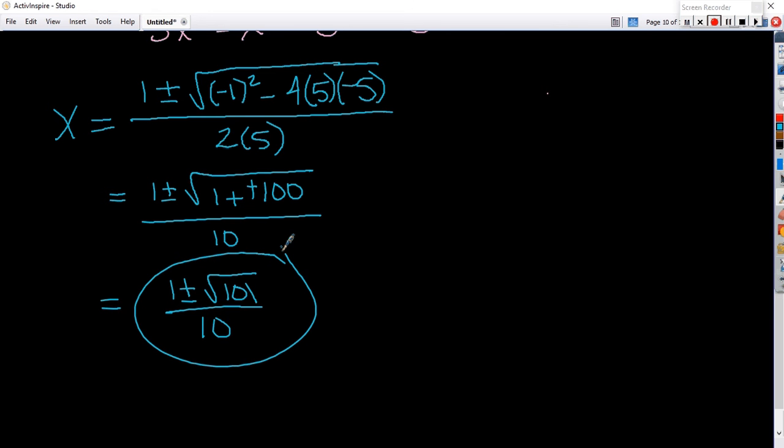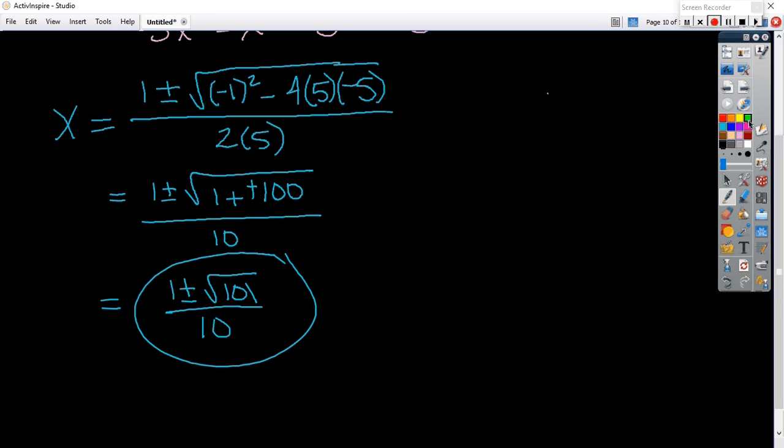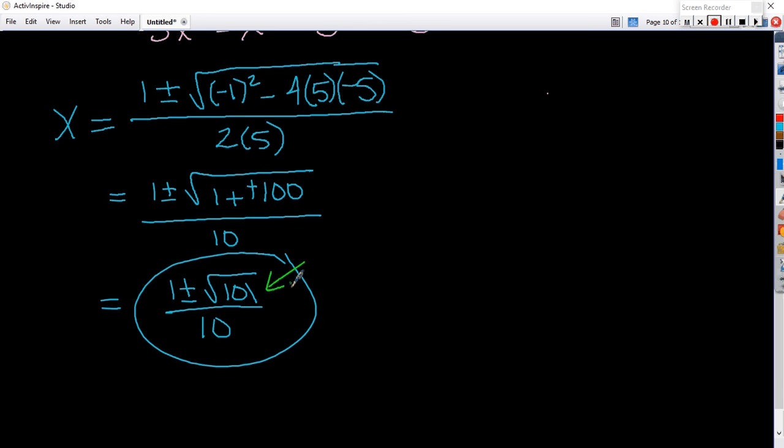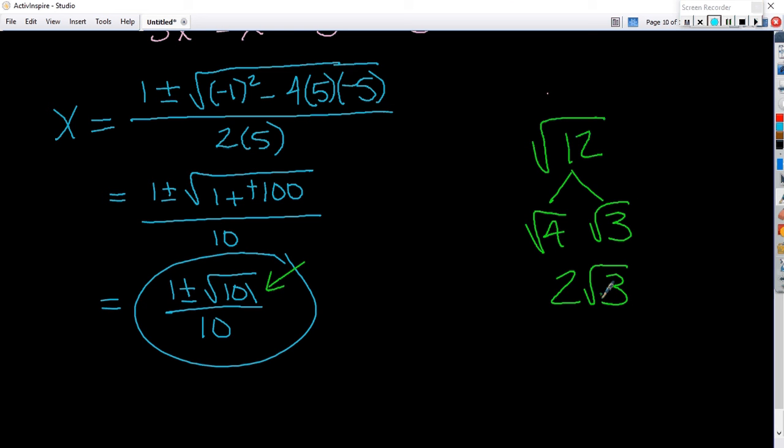But look, here's the thing with the quadratic formula: if this is a negative under here, you got to start thinking about the i's. If you can split it up, you need to split it up and simplify it. Remember, if I have square root of 12, I would break that up into 4 and 3. So I'd have 2 root 3. And then it'll be 1 plus 2 root 3 over 10. Okay? What do you think? Tell me what you think. That ain't that hard.